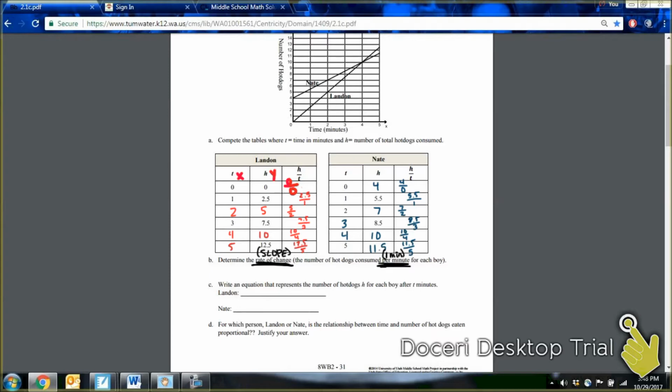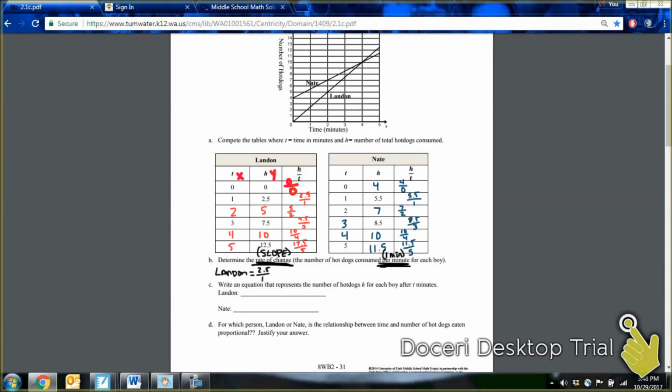Okay, so we're going to do Landon's together, and you're going to look at Nate's on your own. So let's look at Landon. So we're looking at Landon's information. Really all we're looking for is when he's at 1 minute. Now if you remember back up here, minutes were our x's, so we're going to our x's down to 1 minute. And after 1 minute, Landon had eaten 2 5/10 hot dogs. So our slope for Landon is going to be 2 5/10 over 1. So down here for our answer, for B, we're going to write his name so we know who we're talking about. So we got Landon, and his slope is going to be equal to 2 5/10 over 1.